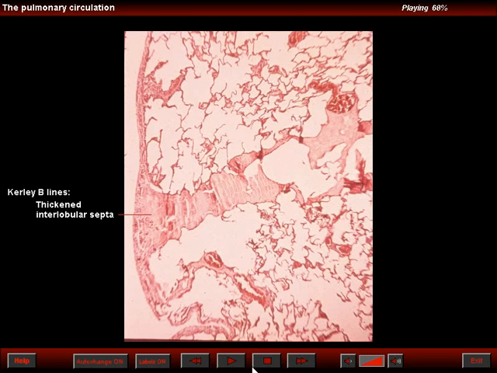The thickening can be due to edema, can be due to connective tissue, can be due to particle deposition, but they're not related to vascular structures, although in the pathogenesis of the thickening, there may be obstruction of lymphatics and/or obstruction of pulmonary venules.